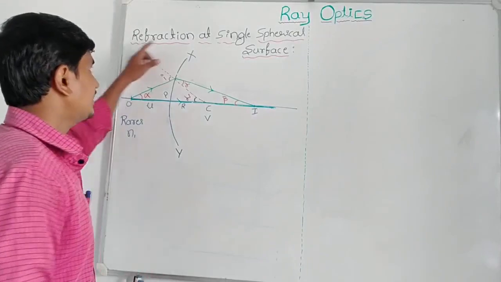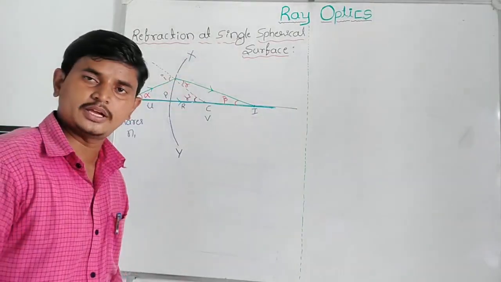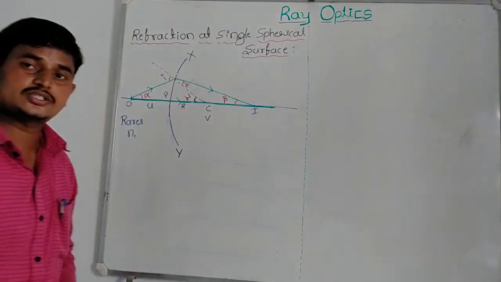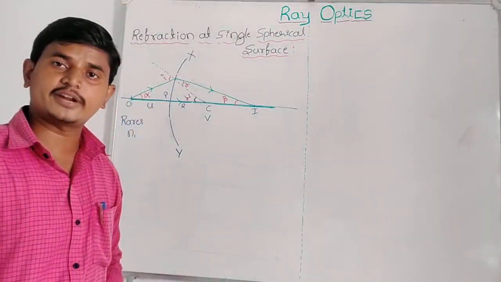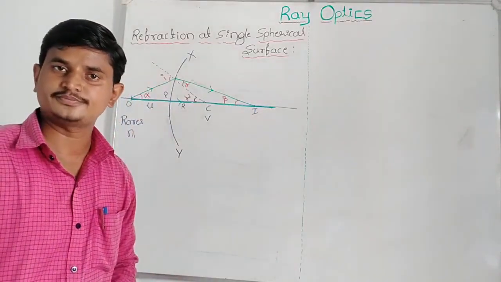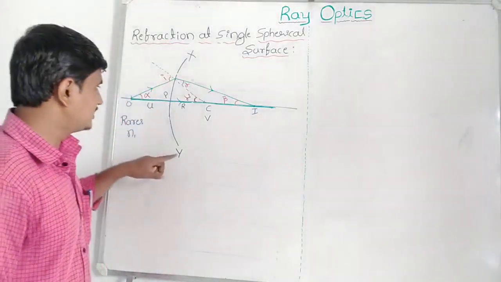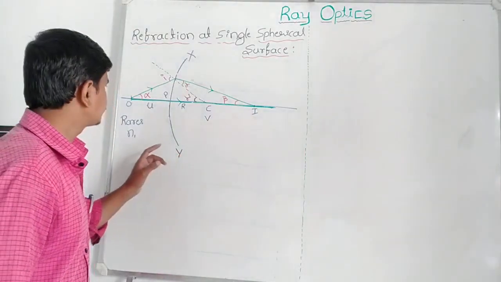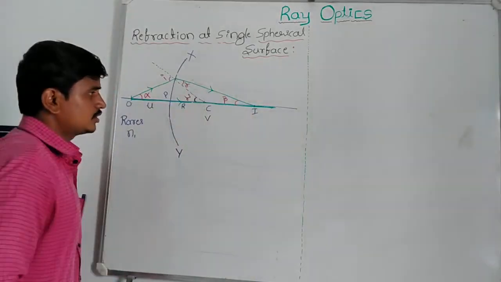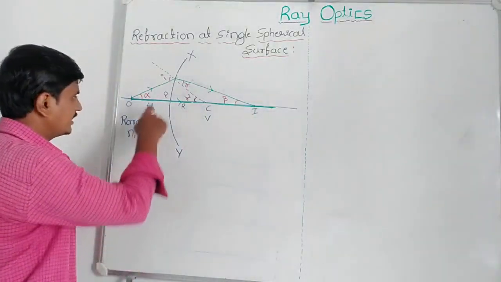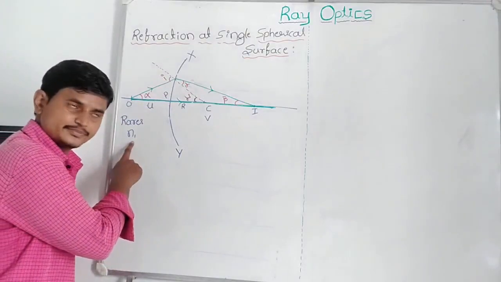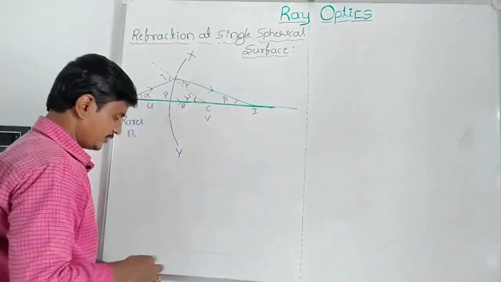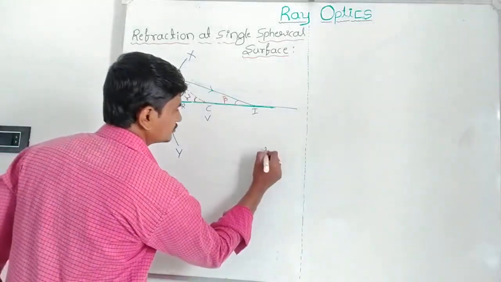Next one is refraction at a single spherical surface. Here we want to derive a relationship between object distance and image distance in terms of refractive index and radius of curvature. Let XY be the spherical refracting surface which divides two media. One is a rarer medium with refractive index N1. Another one is a denser medium, with refractive index N2.